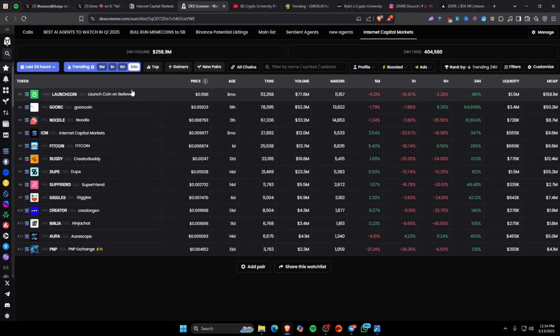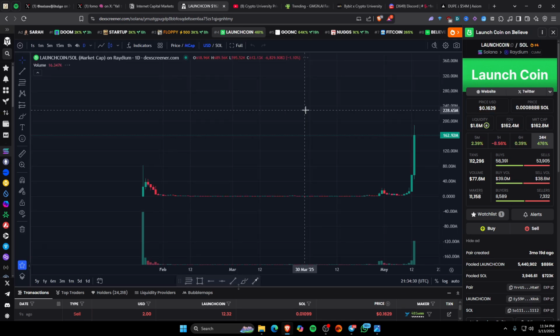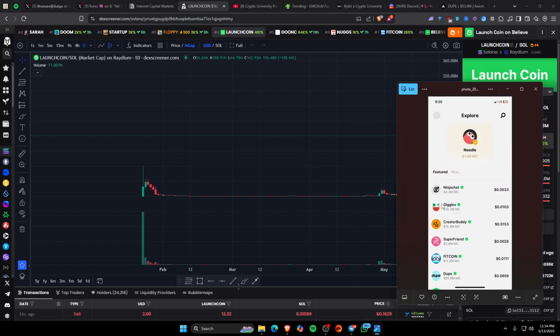So right here, the first mover was actually launchcoin. So you can see this is going to be launchcoin on Believe, and Believe is an actual place or an actual application that's going to display all these internet capital markets. So right here I do have an image of Believe, and this is going to be the homepage of Believe, and as you can see, it's going to be displaying all these internet capital markets. So as I'm saying, these are going to be applications that have tokens attached to them. So that's why you're actually seeing the market caps right on here.